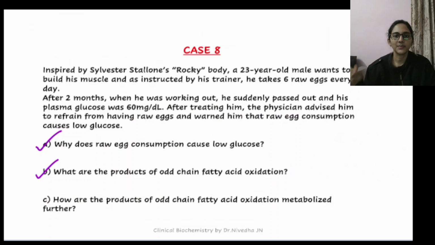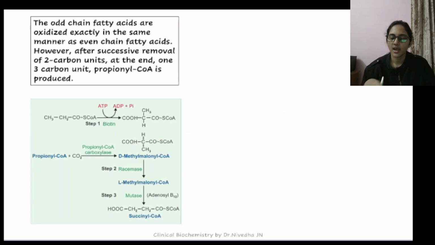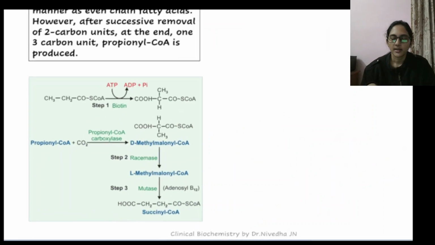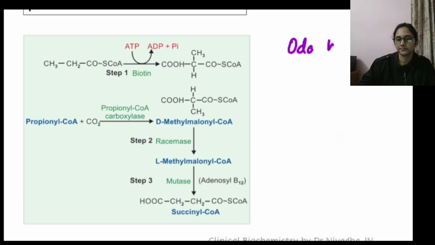What are the products of odd chain fatty acid oxidation? Again, what is the link between this biotin deficiency and odd chain fatty acid oxidation? You know propionyl CoA carboxylase has a cofactor which is biotin. Now let's come to propionyl CoA. Odd chain fatty acids, what do they produce?